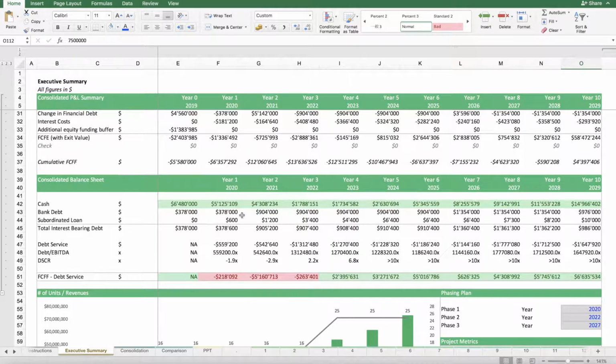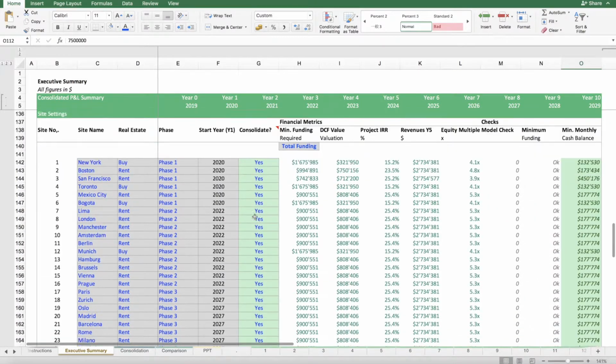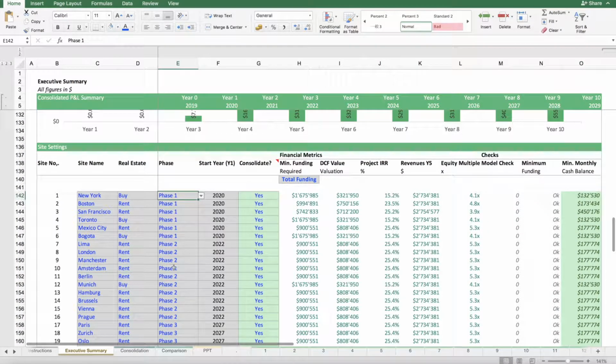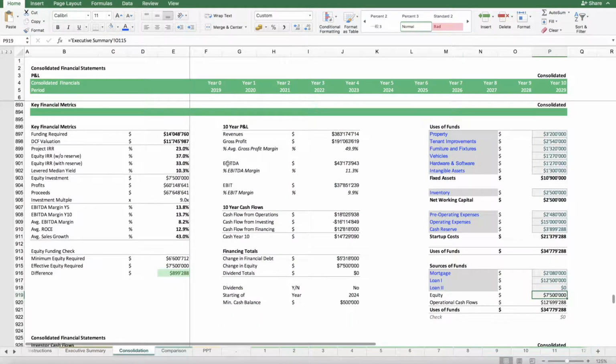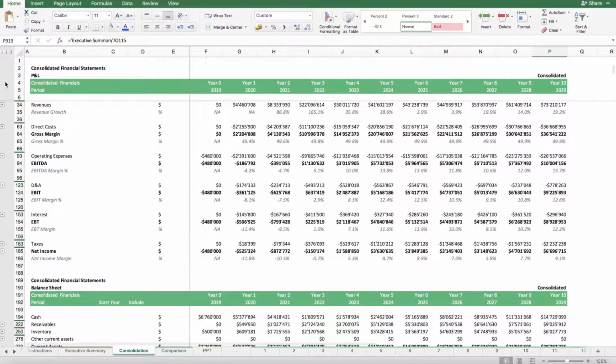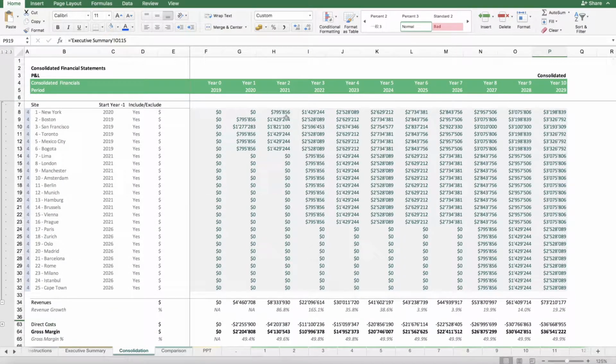So you can play around with that, and then start to move one site from phase 1 to phase 2, or later you can change it to rent. If these phases are too imprecise, you can also simply overwrite the start year here, and then the site will be started in the year which you have chosen. Then you see here in the consolidation schedule that suddenly the site will start to be consolidated as of year 2020, 2021 instead of this year. That would also be possible.